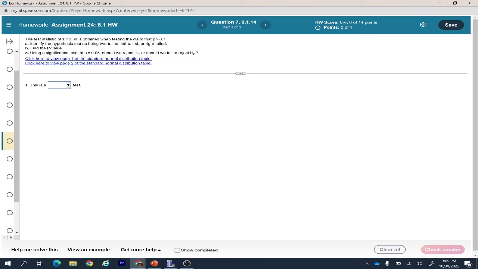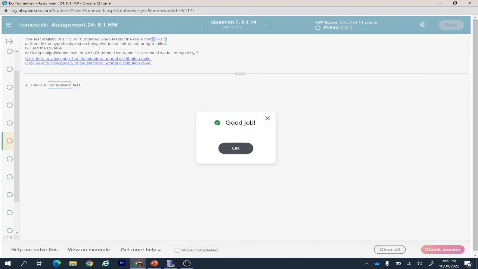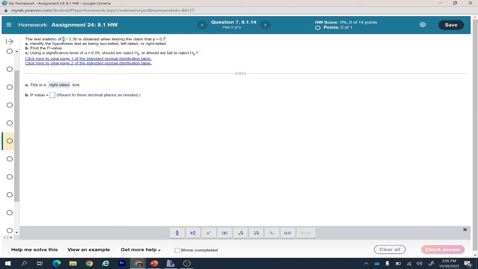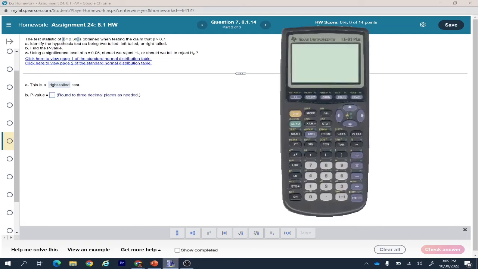So let's look at this problem. The test statistic of z-score 2.3 is obtained when testing the claim that p is greater than 0.7. Identify the hypothesis test as being two-tailed, left-tailed, or right-tailed. If the proportion is greater, the hypothesis test is a right-tailed test. The second part is to find the p-value. The p-value means the area under the curve to the right of this z-score, because this is a right-tailed test. So we need to find the area under the curve. We can do that by using the normal CDF function.